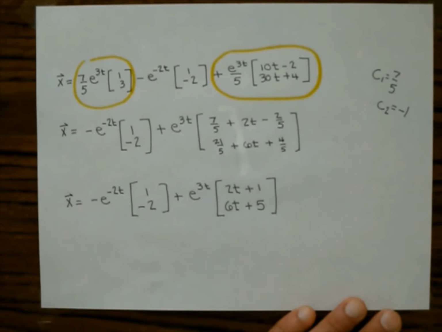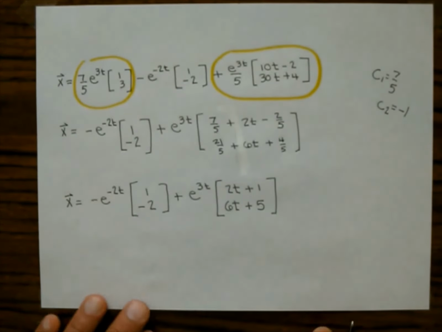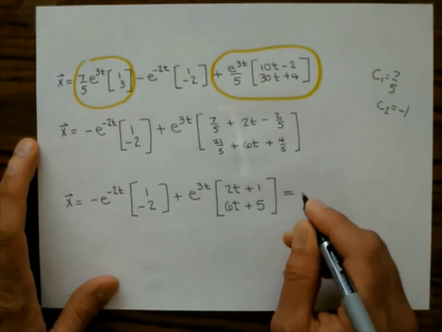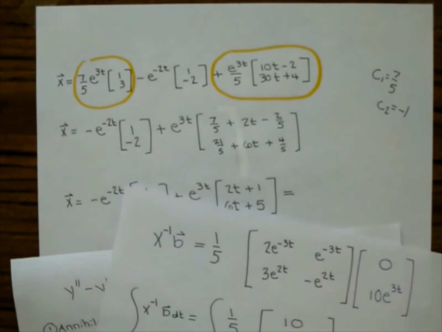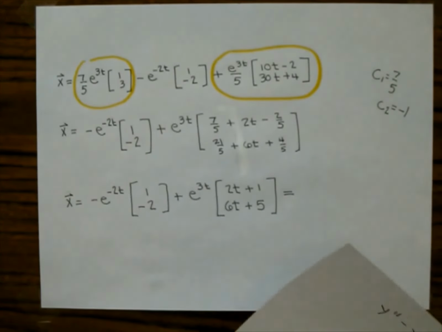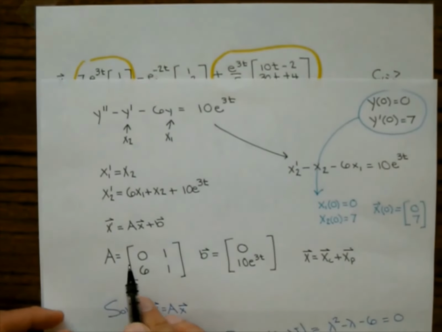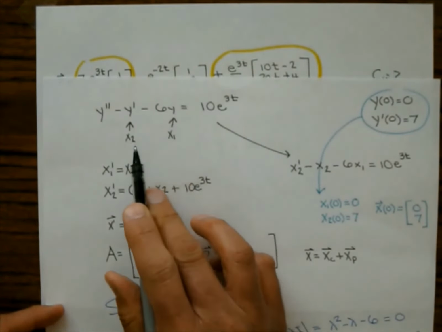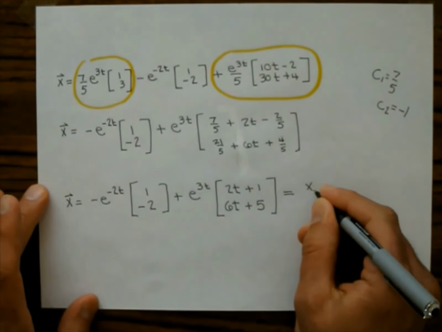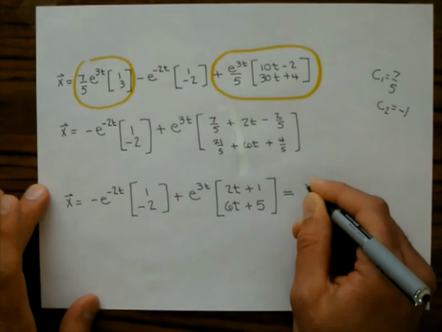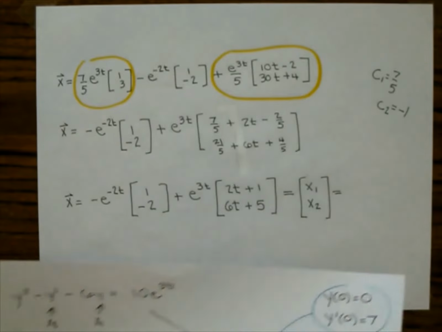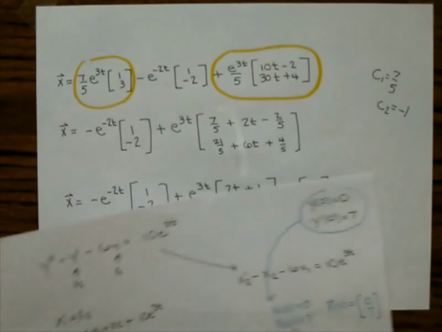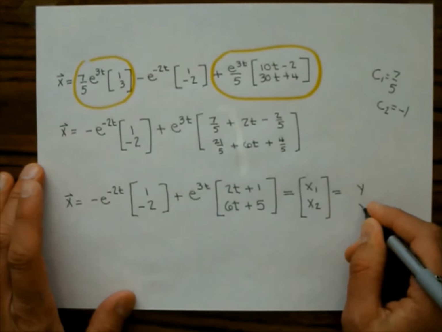And so you might be thinking, well, what just happened here? Well, let's see what happened. This x bar is really x1, x2. So this is really x1, x2. But that x1, x2 is really, when we did our substitution, and we saw that right here, we saw that x1 is y and x2 is y prime. So this is y, and this is y prime.